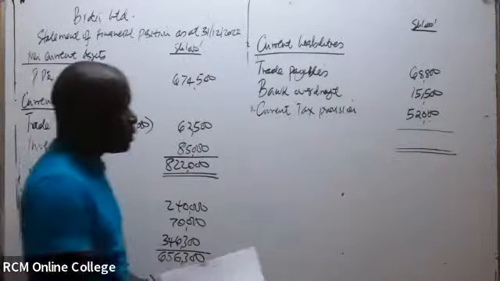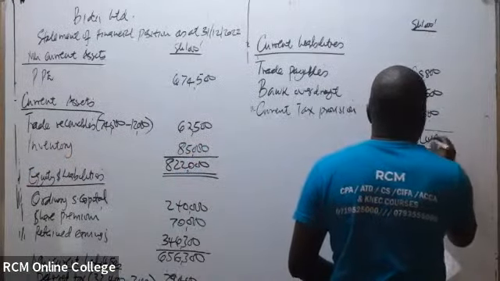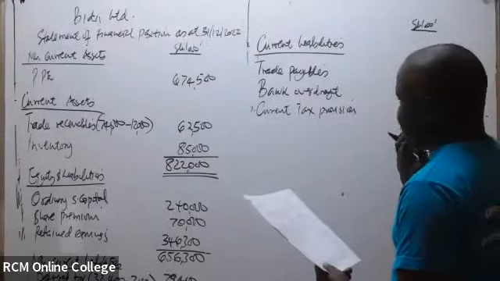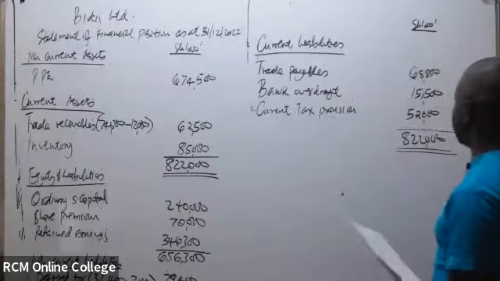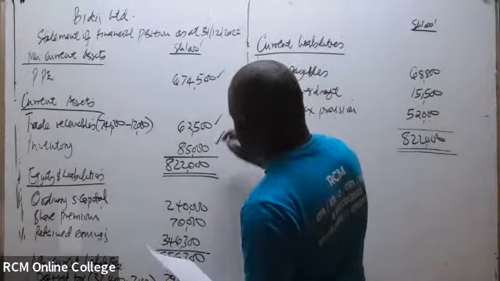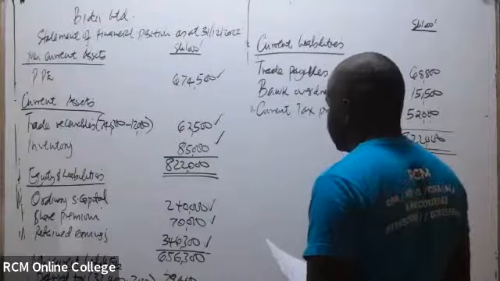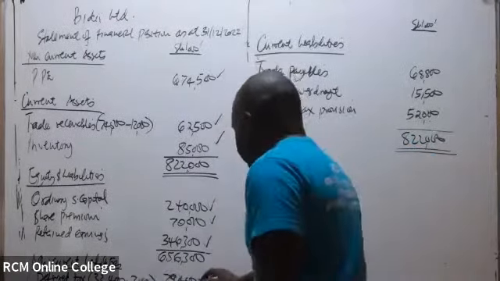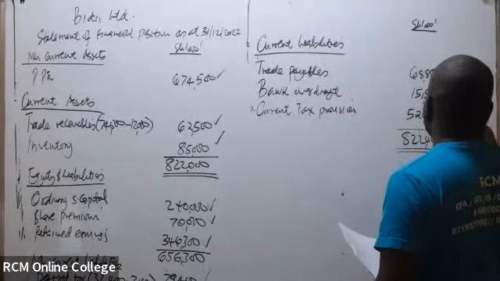$822 million. So that particular statement of financial position was 10 marks. It means for each and every entry you make, you get 1 mark. So 1, 2, 3, 4, 5, 6. Every correct entry you make, you get 1 mark. So 1, 2, 3, 4, 5, 6, 7, 8, 9, 10. So you would have gotten 10 marks.